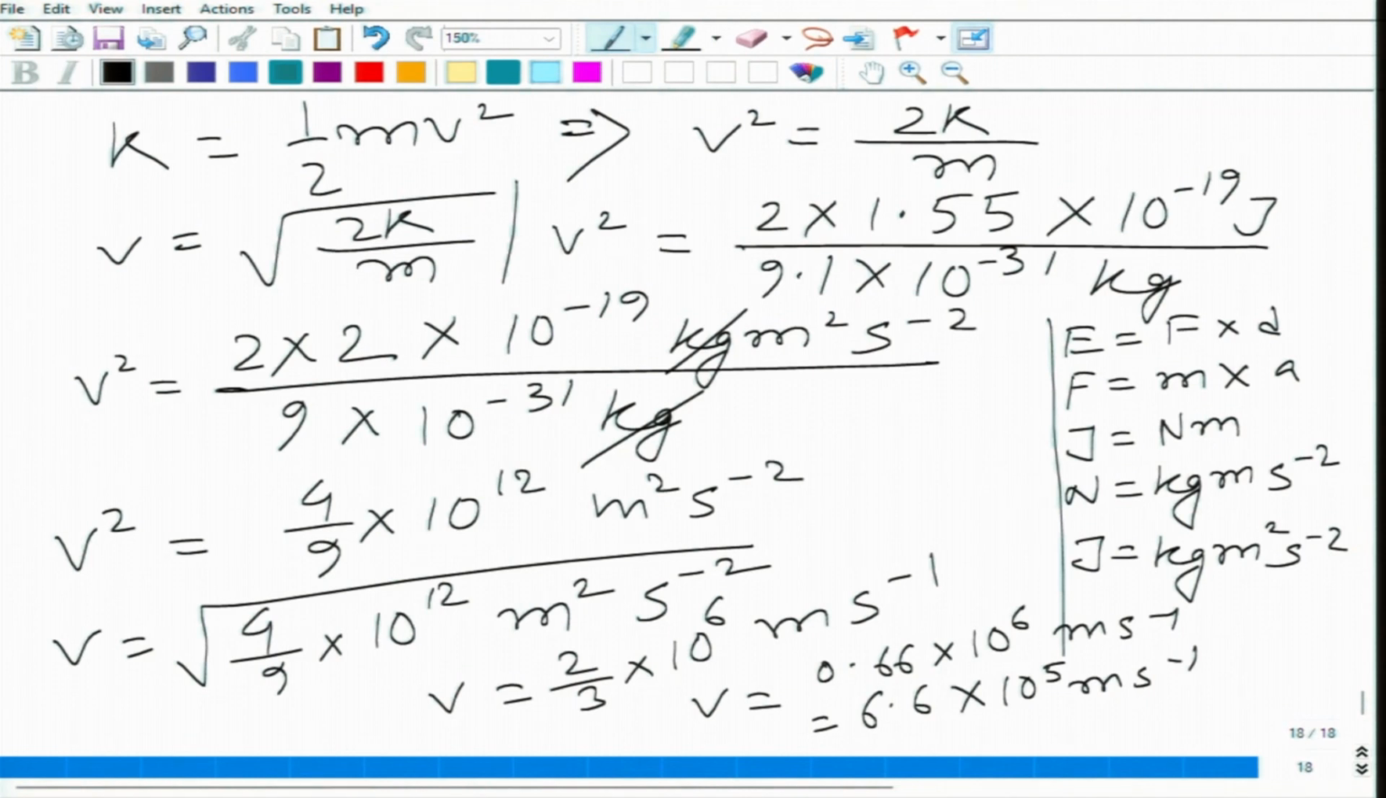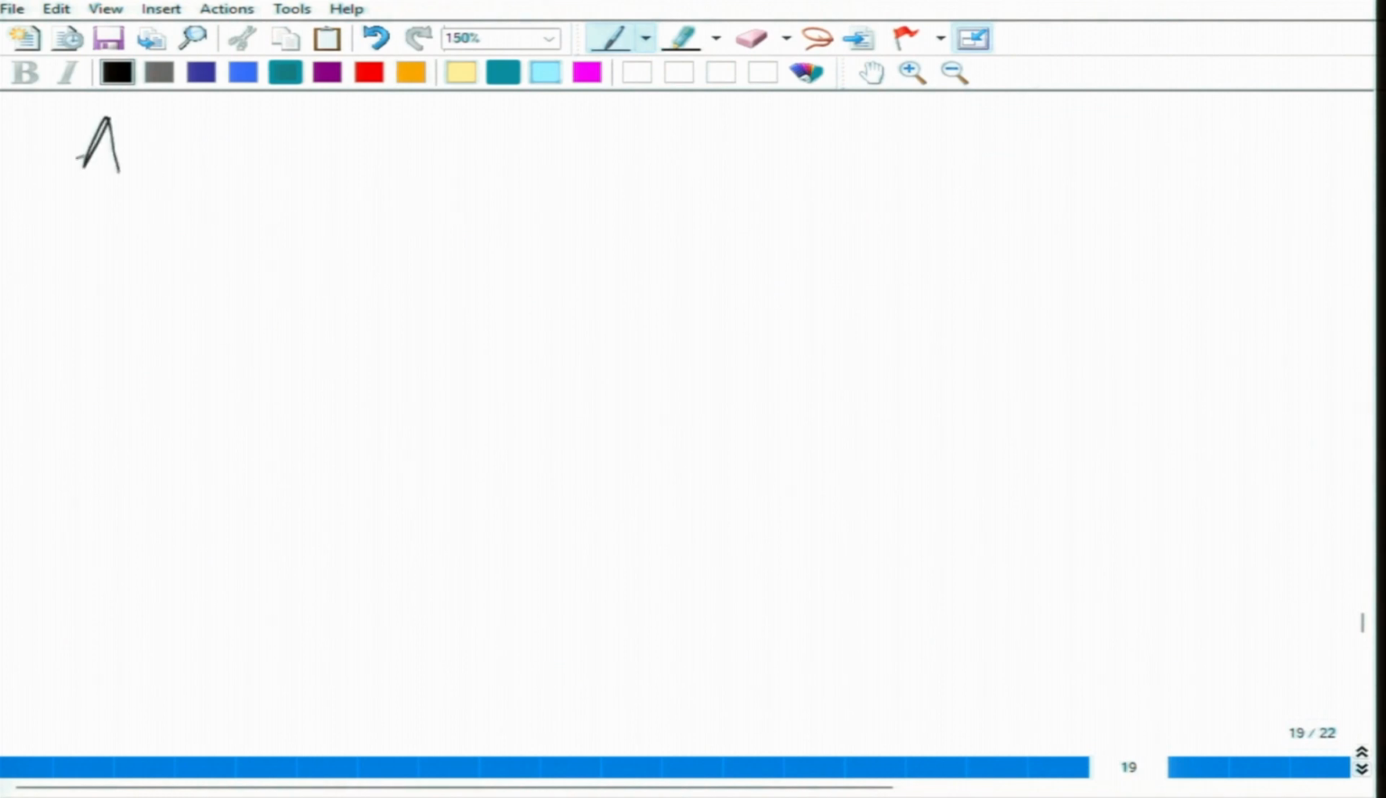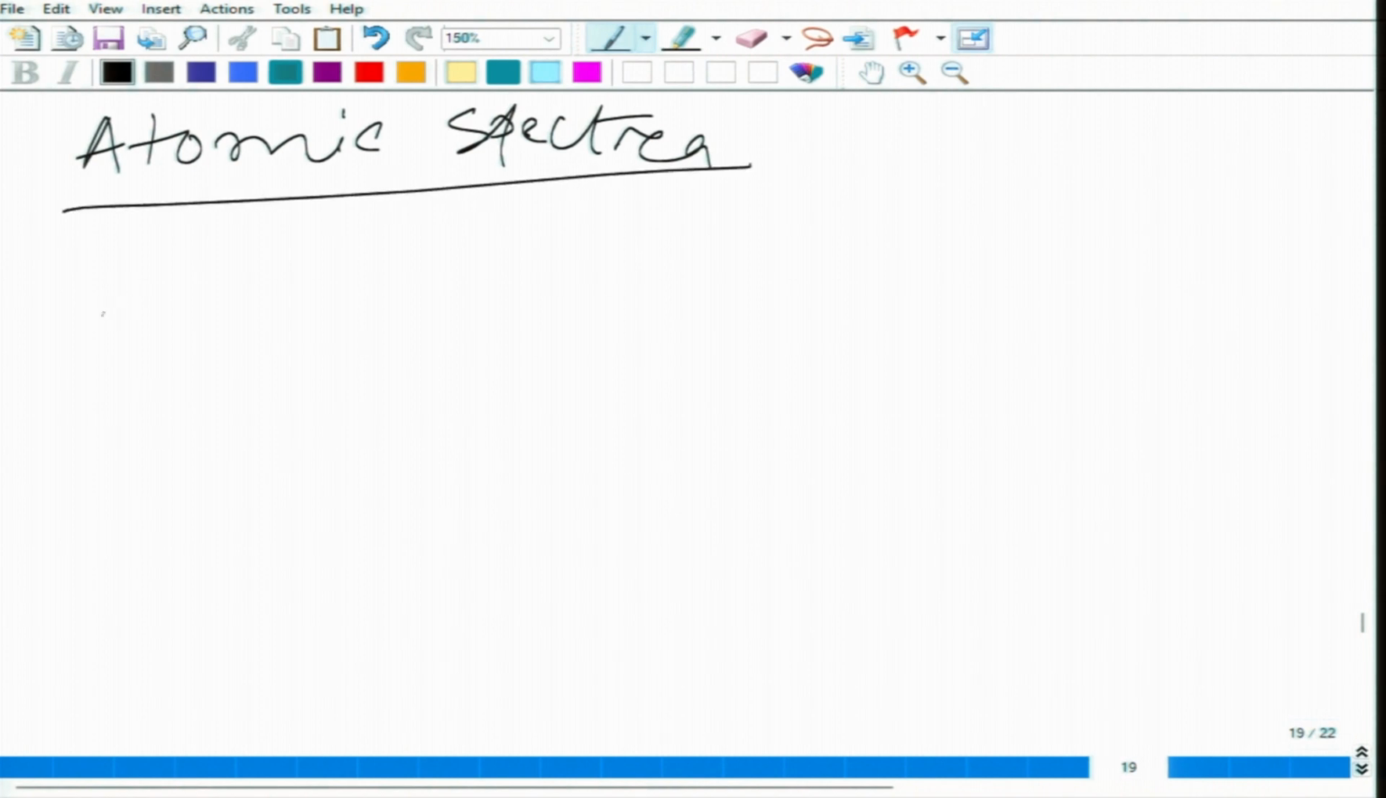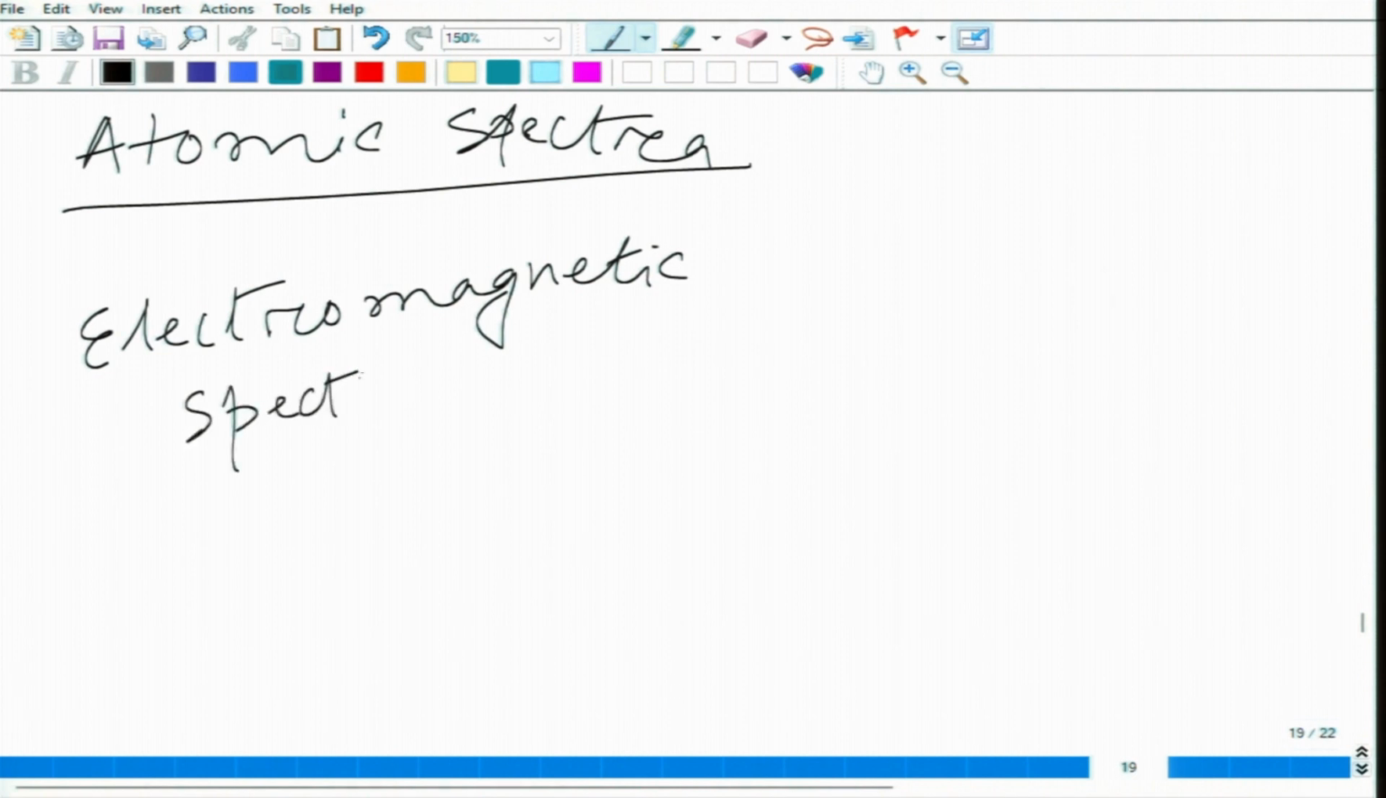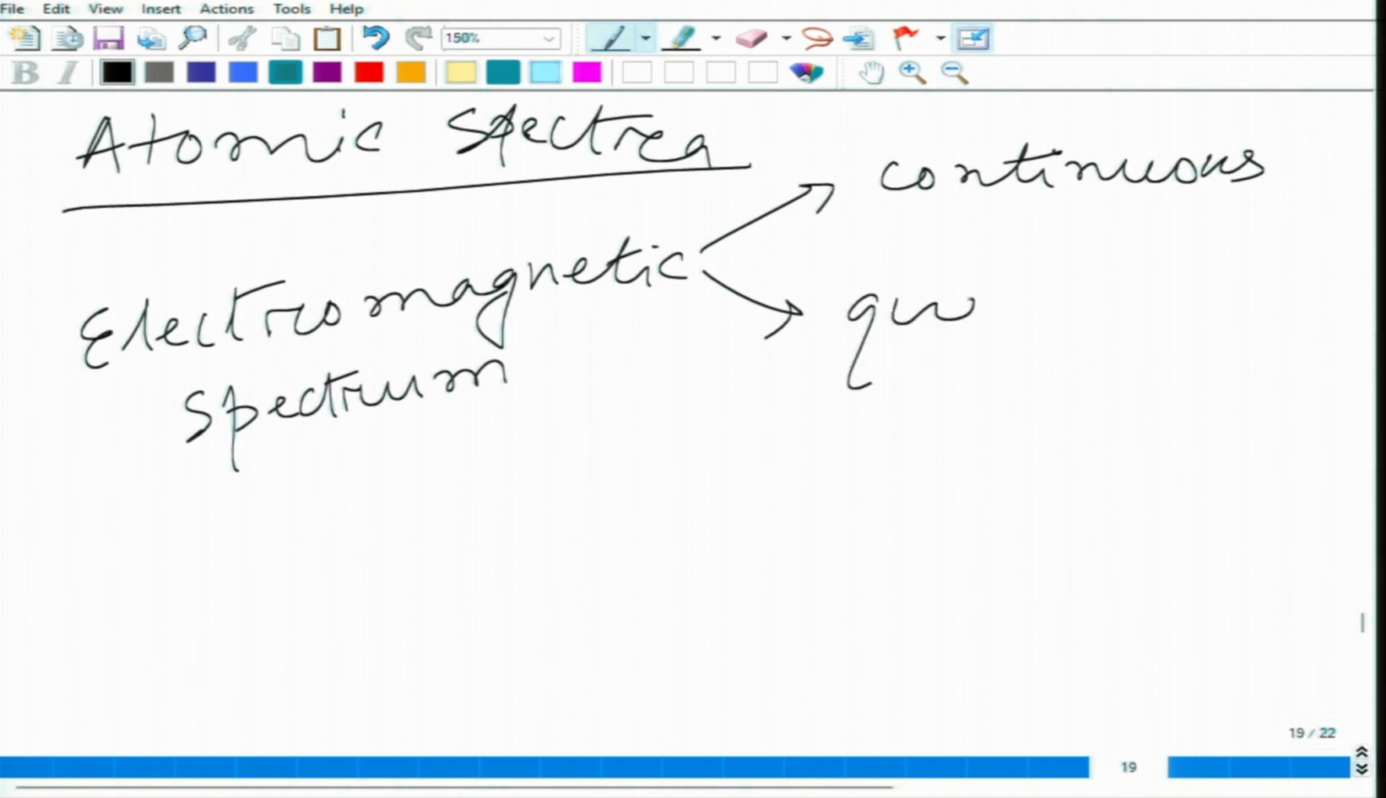Next we will talk about the atomic spectra. Actually, before starting atomic spectra, we need to know that the electromagnetic spectrum can be of two types: continuous and quantized.